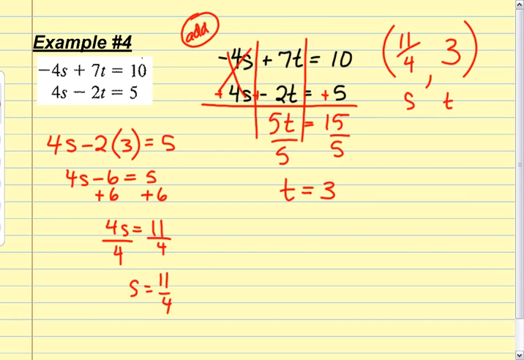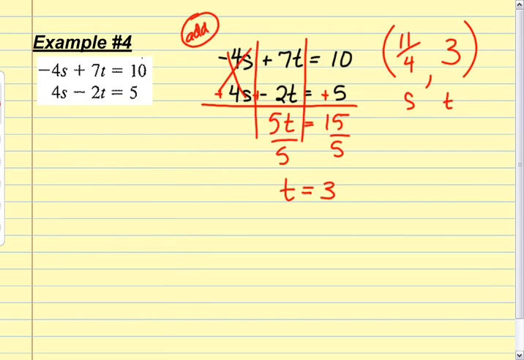Okay, well, I'll tell you what. Let's check it and see if it works. I can always do that on my test. If I get an answer and it doesn't look the way I think it should look, we'll check it. Let's plug it into the first one. Negative 4 times s, which is 11 fourths, plus 7 times t, which is 3, equals 10.